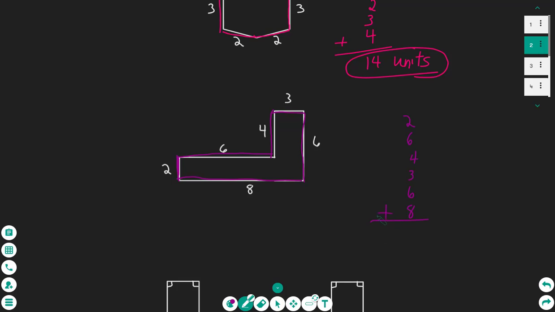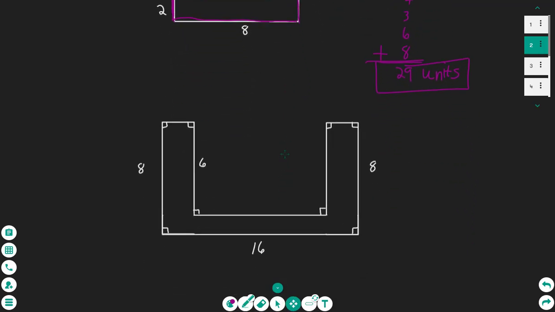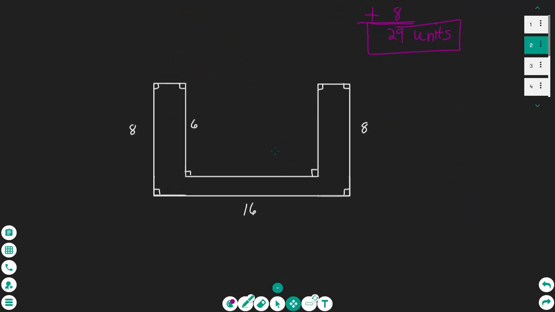So again, if you can add, you can find the answers to these problems. We have 8 and 4 is 12. 12 and 9 is 21. And 21 and 8 is 29. So we have 29 units as our perimeter. Okay? Let's try another one. See if you can arrive at the perimeter for this problem.